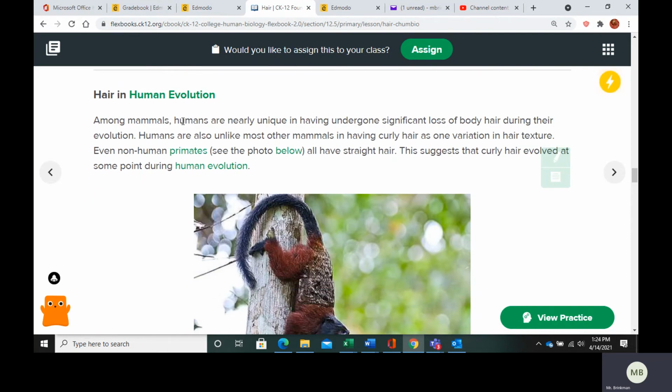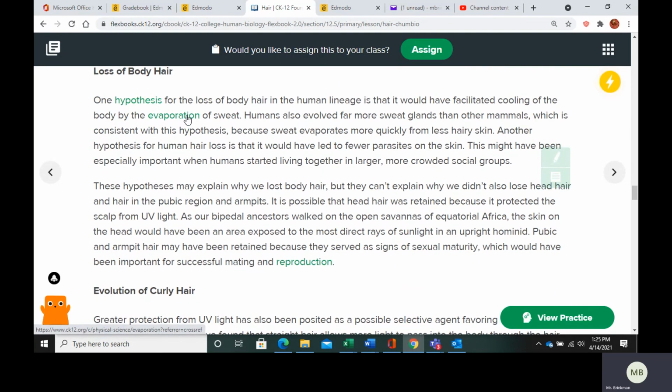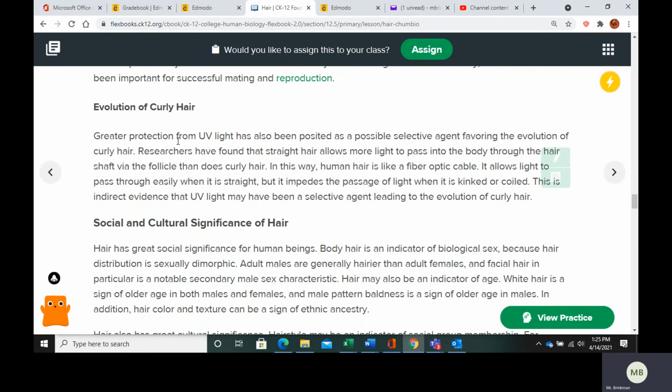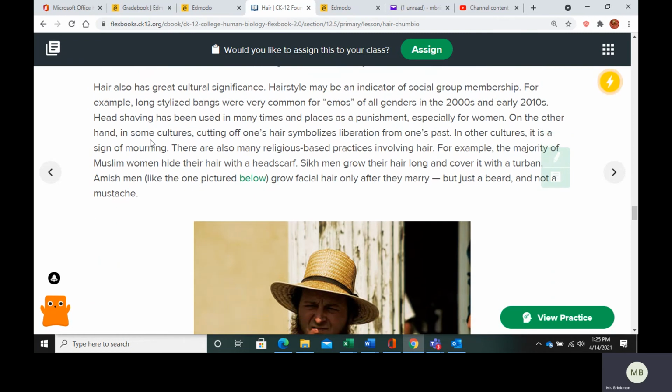So humans, I don't know how much you really need to know about the evolution, but humans lost a lot of hair over time, and of course, they have theories for why that happened, but we don't really know exactly why it happened. And then there's also a theory about the evolution of curly hair. And also, hair is different in different cultures and it's different for different people.